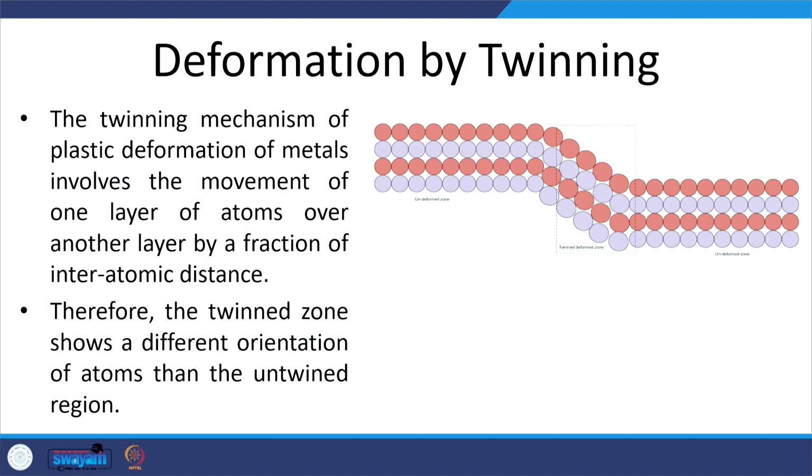Twinning is another mechanism. Plastic deformation by the twinning mechanism involves the movement of one layer of atoms over another layer of atoms only by a fraction of the interatomic distance, and because of this we see that the deformed zone shows a different arrangement and orientation of the atoms as compared to that of the undeformed zones.